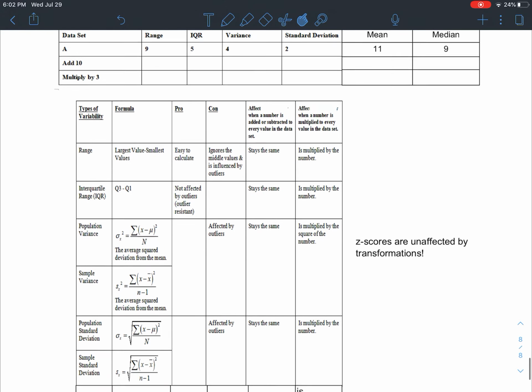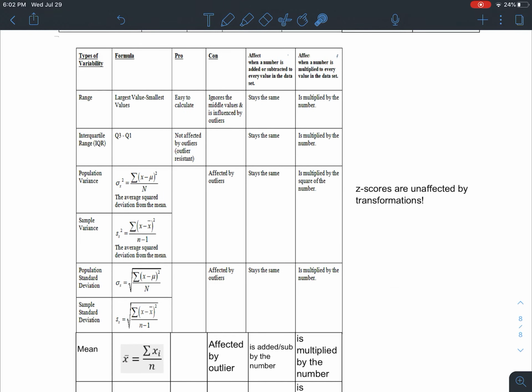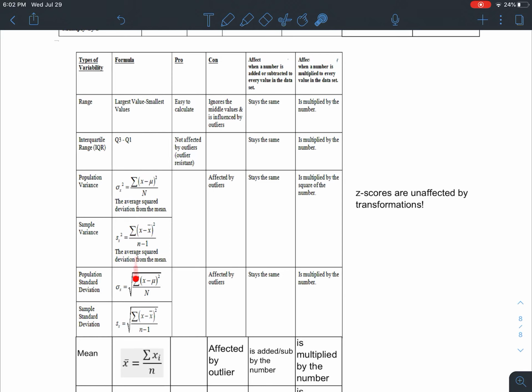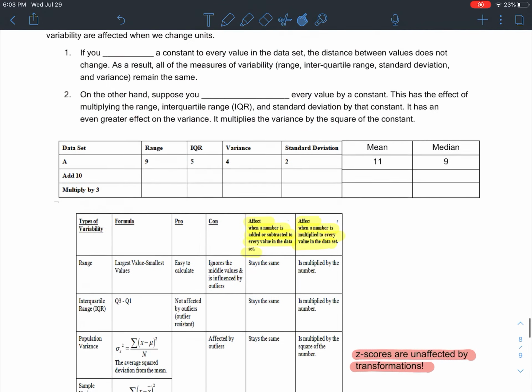Okay, finally, on the back page, there is a nice summary down here at the bottom of all these different types of variability. The last two are measures of center. It lists the formula for how you would calculate those things along with the variables, and gives you what the pro or con might be of some of those. And then this is a really good summary of how that particular thing is affected by addition or subtraction, and how it is affected by multiplication or division. Something worth noting: z-scores are not affected at all by transformations.